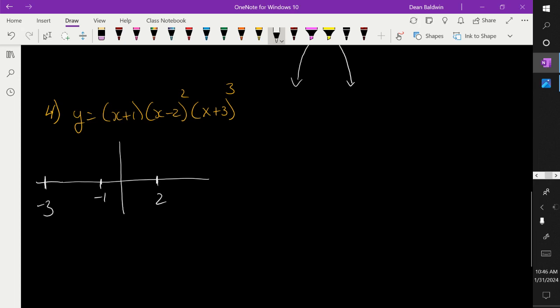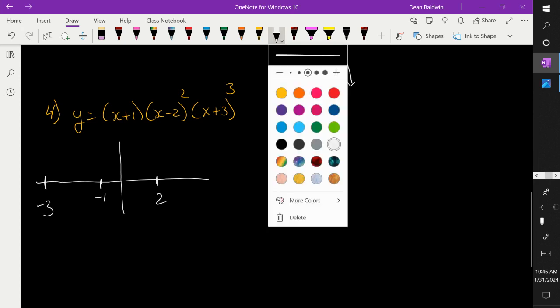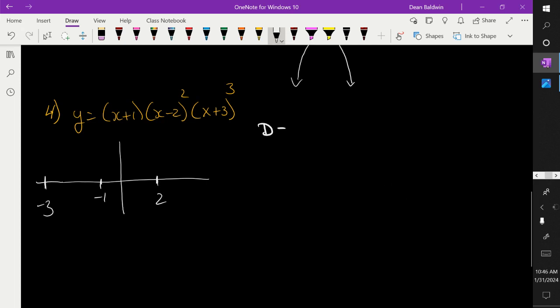What's the degree and what's the leading coefficient? So what's the degree of this function? It's going to be 6. You add up the multiplicities, because they're being multiplied together. If you multiplied all this out, don't do that because it's going to be a gong show. You have x plus 3 times x plus 3 times x plus 3 times x minus 2 times x minus 2 times that. So it's going to be huge. But if you just add the multiplicities, you get 6.